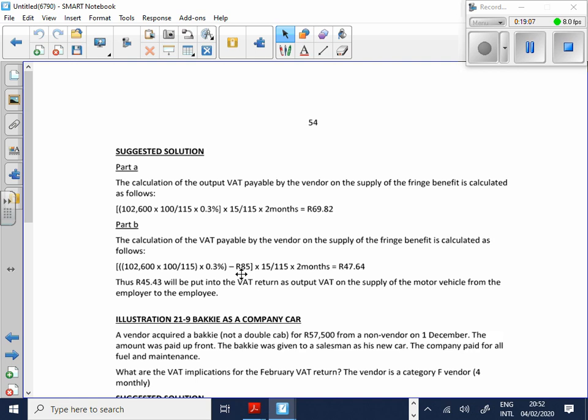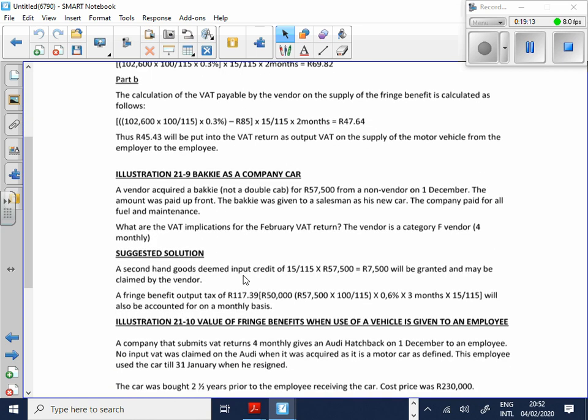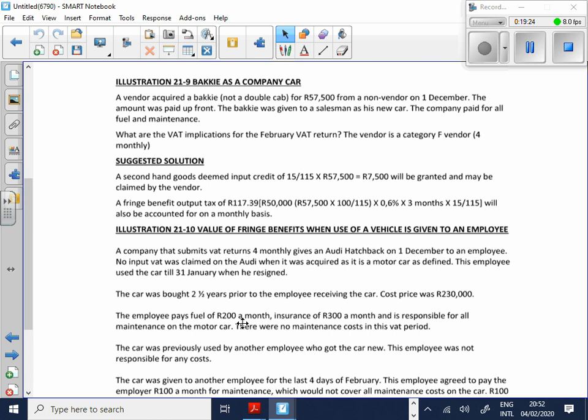Is that cool? That's if they do the full cost of maintaining the vehicle. Now guys, back here's a company car, illustration 21.9. The only difference is it becomes 0.6, because you claim input VAT in the back here. This one is the nastiest one.